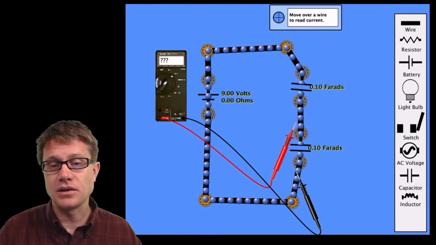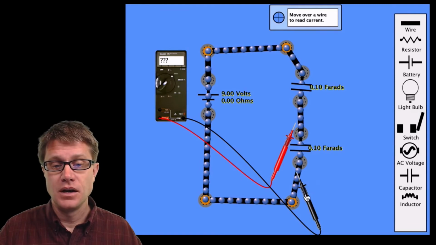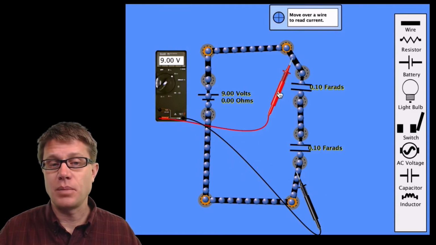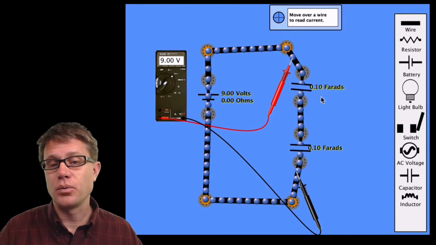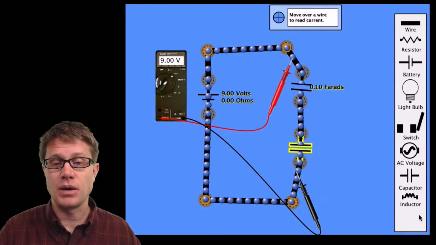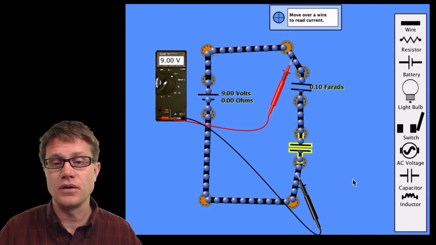Now let's put 2 capacitors in series. And so if we look at the voltage across each of those, since they're the same capacitance, it's going to be 4.5 volts on each one. But if we change the capacitance of that next capacitor, so let's give this a larger capacitance, I moved it up to 0.20 farads.